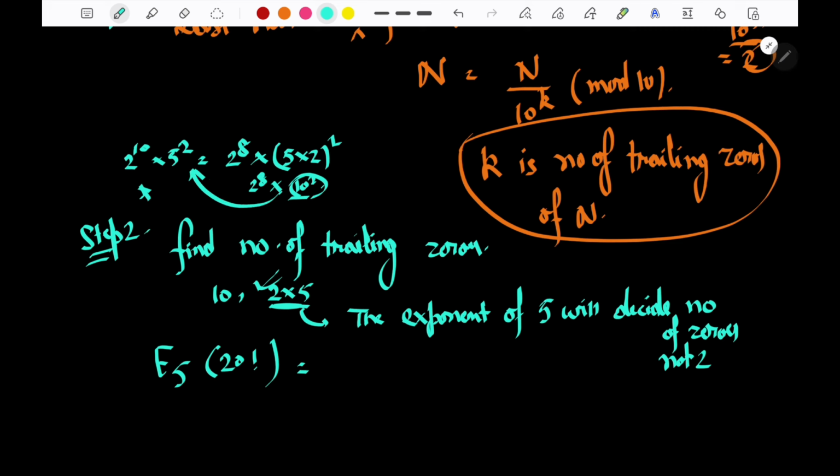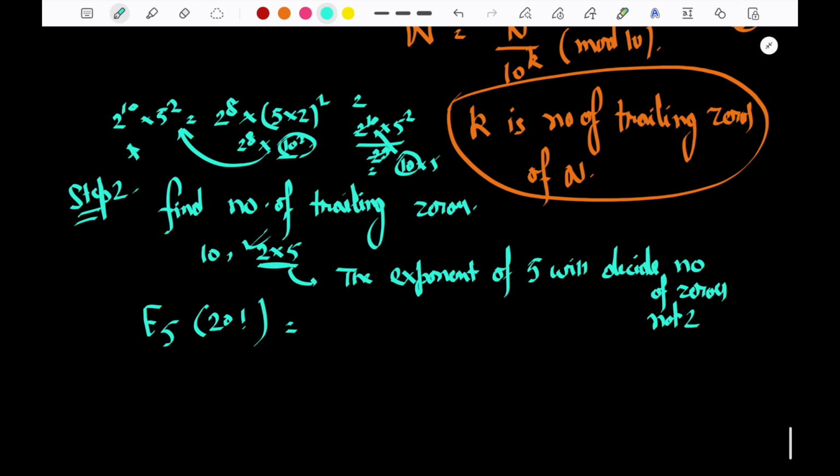So what decides the number of trailing zeros? The exponent of 5 in this case. I am saying in this case. If it was divided by 2 to the power 9, then 2 would have decided the factors. Meaning, if it was 2 to the power 10 into 5 to the power 2 divided by 2 to the power 9, then this is 2, so only one trailing zero, 10 into 5. So which decides the factor now? 2. So basically in this case, the exponent of 5 decides the number of trailing zeros.